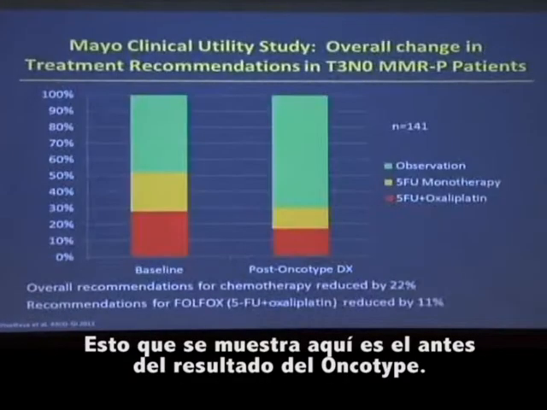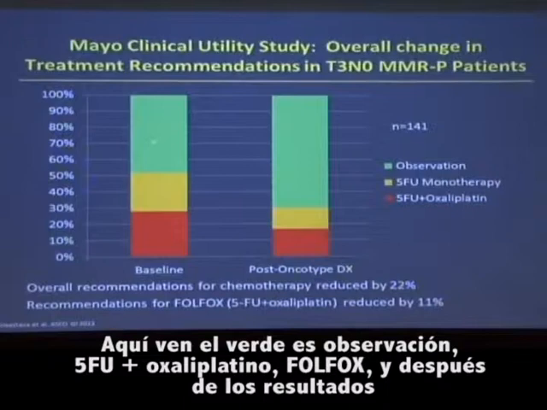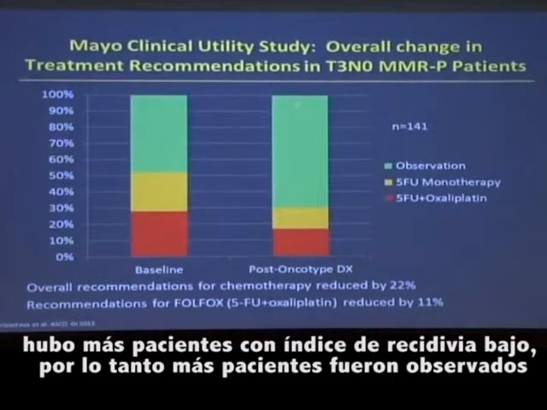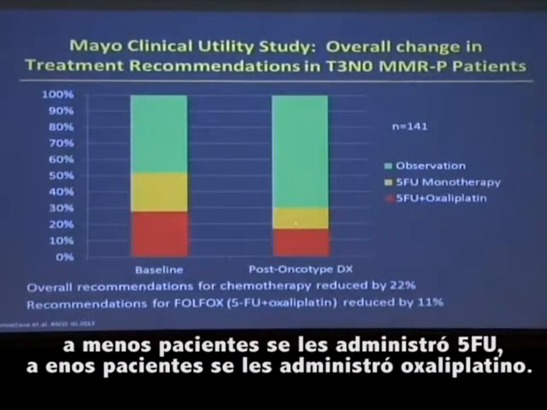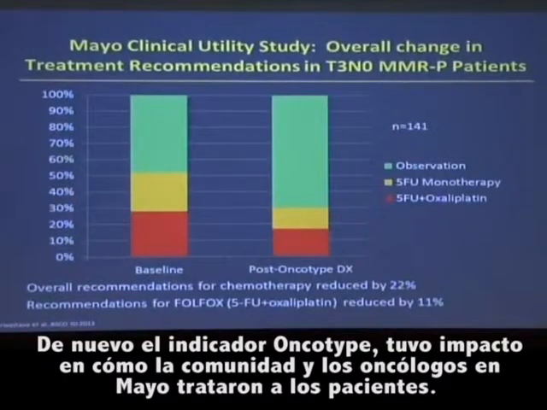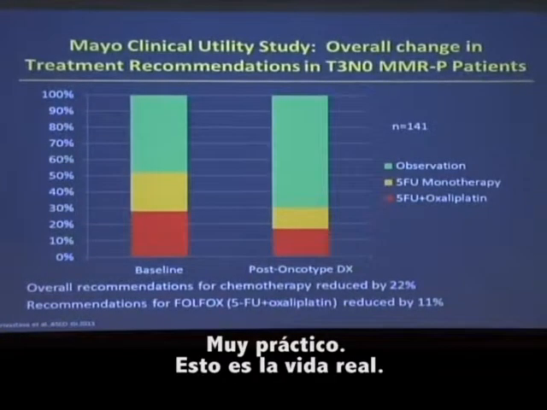And that's shown here. This was before the Oncotype result. You see here in the green observation, 5-FU, oxaliplatin, FOLFOX. And then after the result, more patients were low recurrence score risk, therefore more patients were observed. Fewer patients got 5-FU, fewer patients got oxaliplatin, okay? Again, the Oncotype score impacted how Mayo and community oncologists treated the patients. Very practical, okay? This is real life.